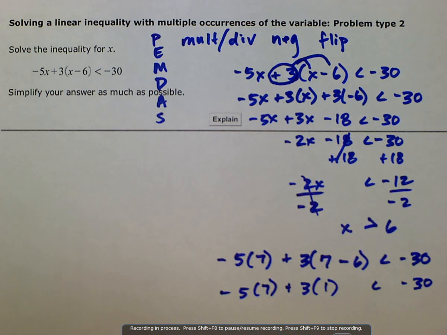Then we have negative 5 times 7 is negative 35, plus 3 times 1 is 3, so plus 3 is less than negative 30. And finally we have negative 35 plus 3, which is negative 32, is less than negative 30, which is true.